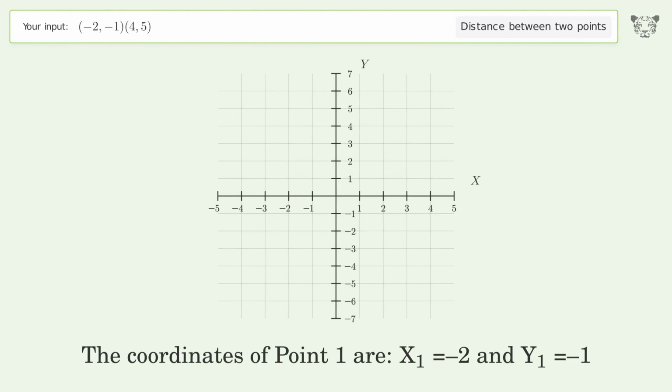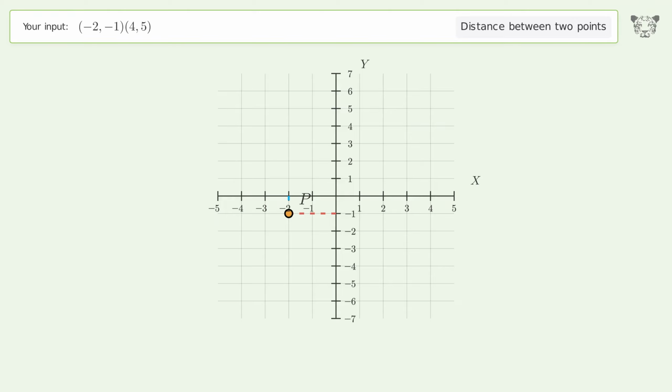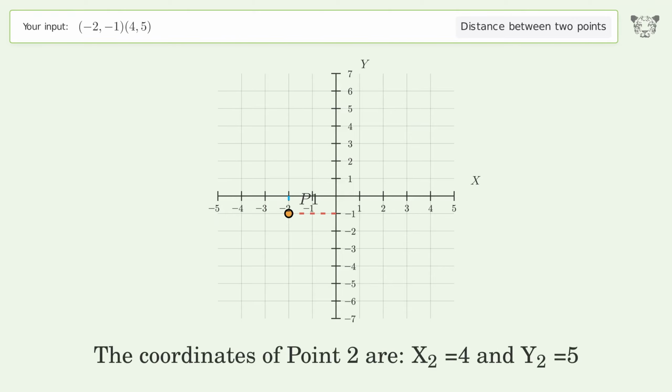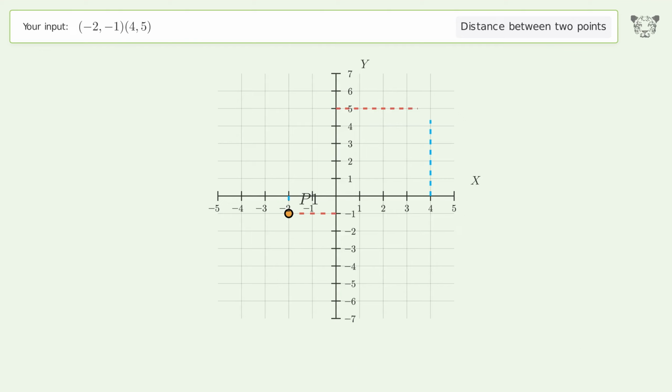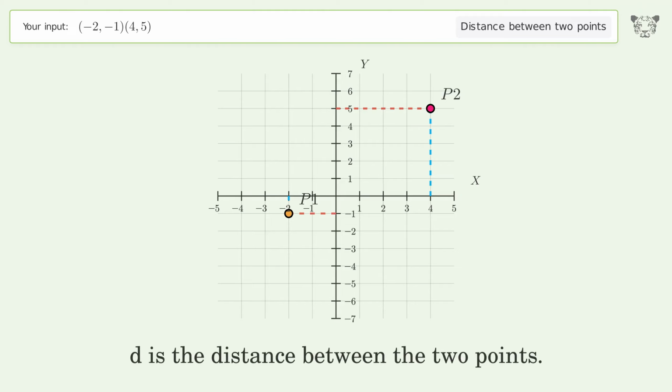The coordinates of point 1 are x1 equals -2 and y1 equals -1. The coordinates of point 2 are x2 equals 4 and y2 equals 5. D is the distance between the 2 points.